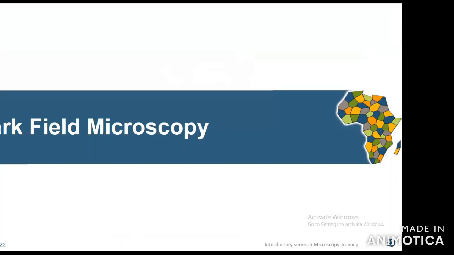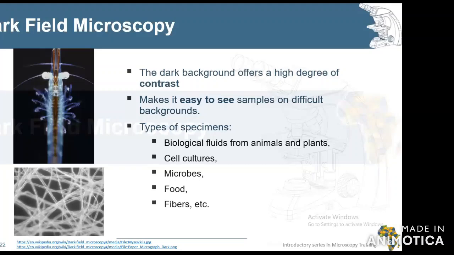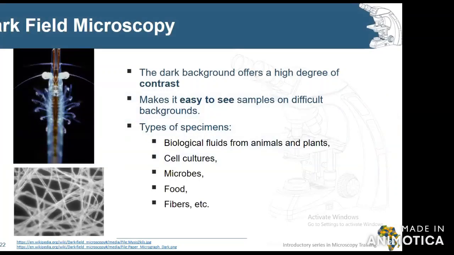Now, let's look at dark field microscopy. Dark field microscopy uses the scattering effects of light with matter to gather information around the sample. So that is its strength. It uses the light that is scattered around the sample to gather information about that sample.